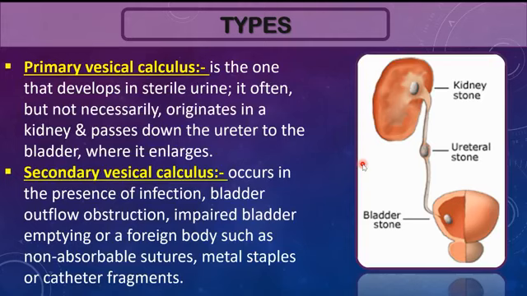Whenever the stone number is one, it is called a calculus. Whenever the stone number is multiple, it is called calculi. This term everybody must know and be clear about: singular is calculus, plural is calculi. So the picture: there is a kidney stone, it migrates to the ureter, and ultimately goes to the bladder.